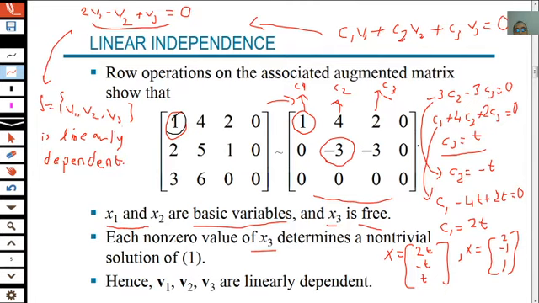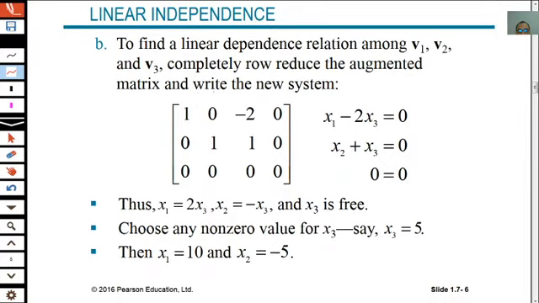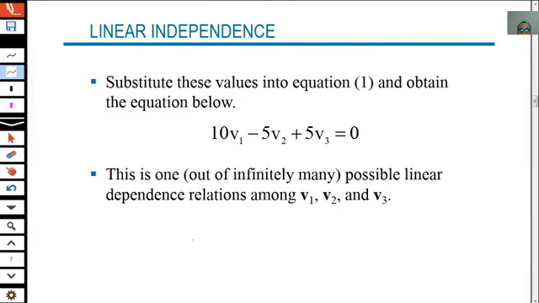Okay, because we have non-trivial solutions, infinitely many non-trivial solutions for the system, and you see the answer also here. For example, if you write 5 for the parameter, x1 will be 10, x2 will be minus 5, and you can obtain another relation among the vectors. Okay, this is one possible linear dependence relation among the vectors given in the example.